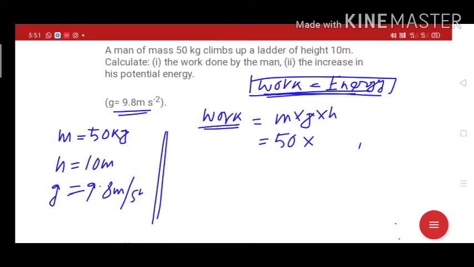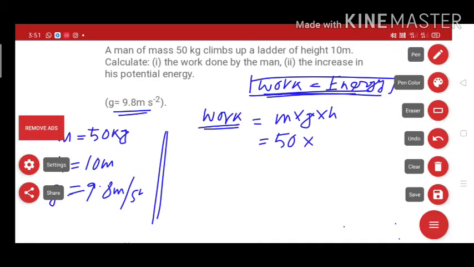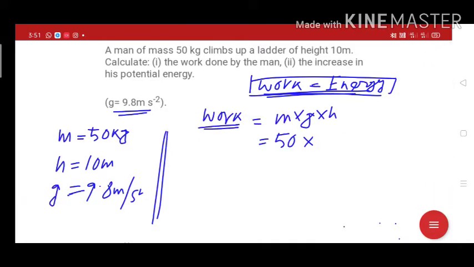Sorry, I should write proper things in proper places. G is 9.8 and h is 10. So calculate it, it is going to be 4900, and the 10 cancelled. Okay, 4900 joule. Okay, fine, this is the work done.